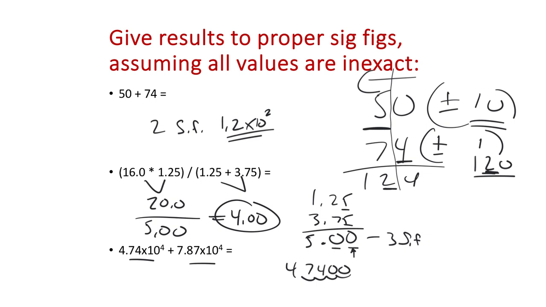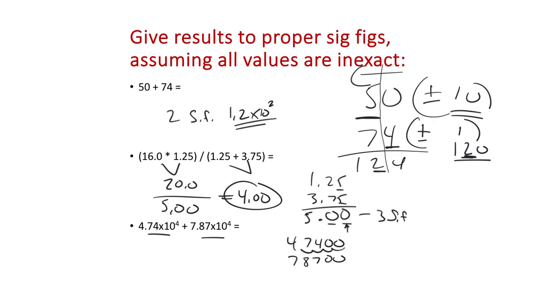And then let me write 7.87 times 10 to the 4, which would be 78700, and then do the addition. So we're going to add these up. And again, it kind of comes down to placeholders. Let me switch colors here. So it's all about the placeholder. So we're going to round to that indicated placeholder.